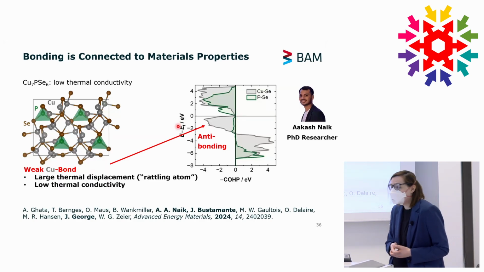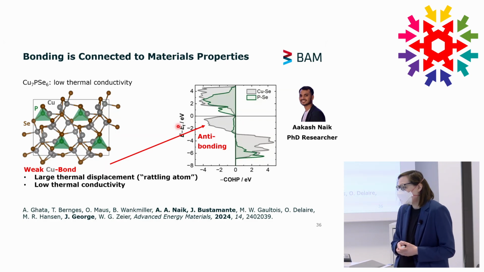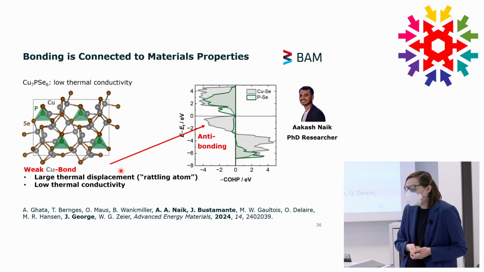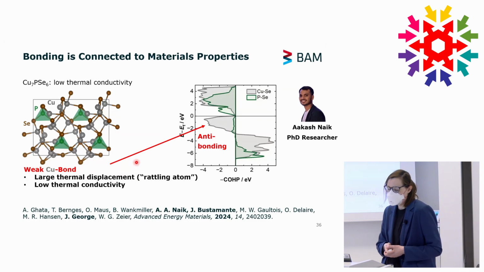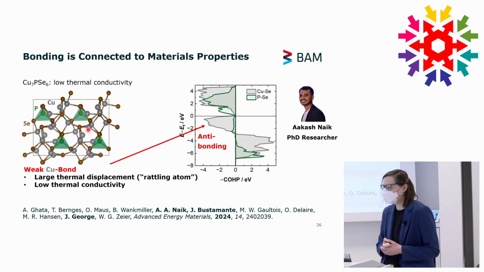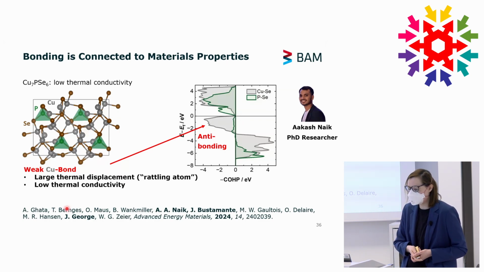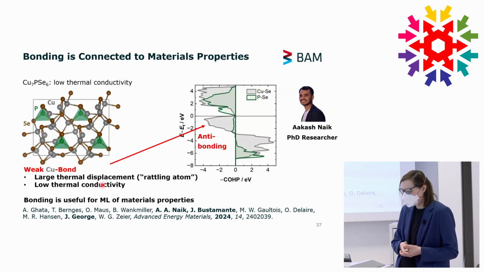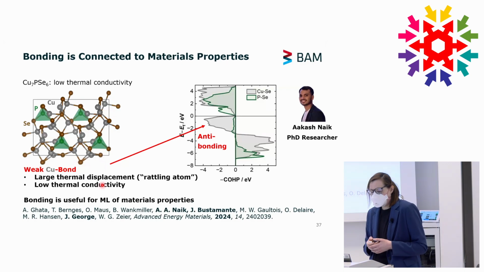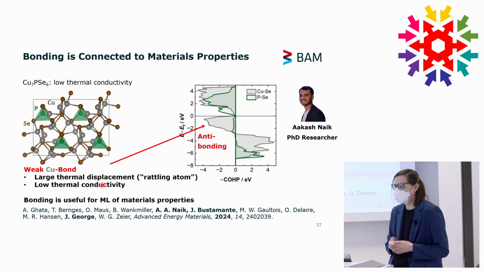So when an atom is weakly bonded, of course, if you think about the phonons, I think it's immediately obvious that they should rattle quite a lot. And actually, you also find that in an experiment. You find large thermal displacements, so-called rattling atoms. And as these rattling atoms are known to be connected to high anharmonicity in the phonons, this is then connected to low thermal conductivity. So just with this example, I wanted to illustrate that bonding can actually be useful for machine learning of materials properties.